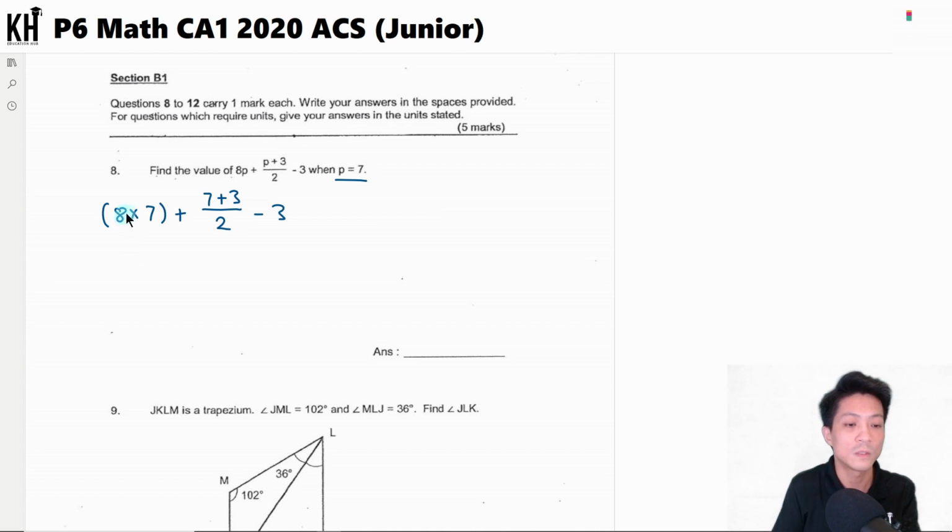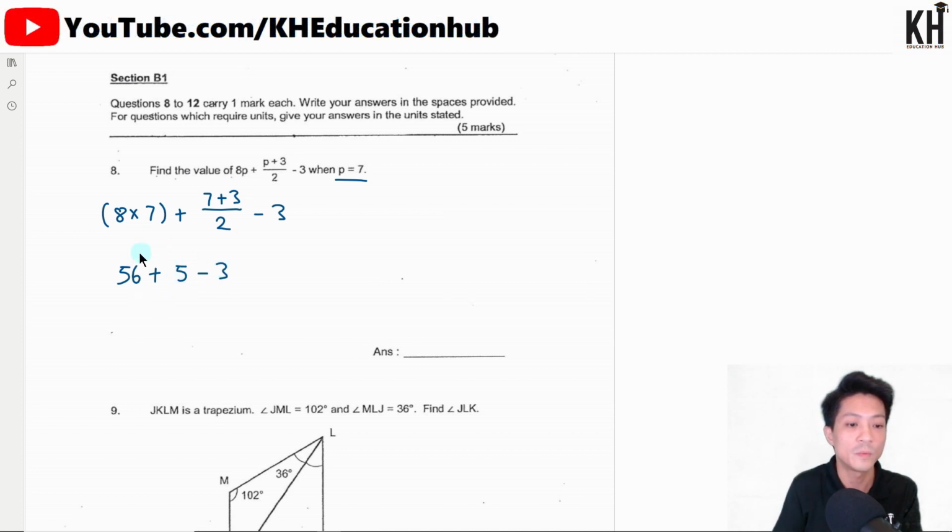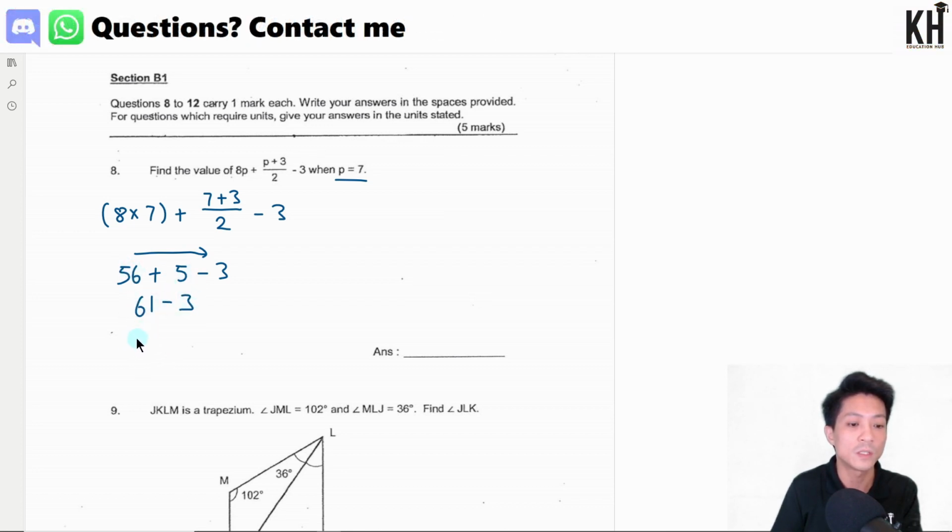So I'm going to work out 8 times 7, which will give me 56. 7 plus 3 will give me 10. 10 divided by 2 will give me 5, and minus 3. At this point, remember to work from left to right. 56 plus 5 will give me 61, minus 3. 61 minus 3 will give me 58. So the answer for question 8 is 58.